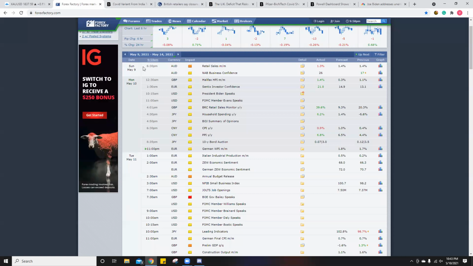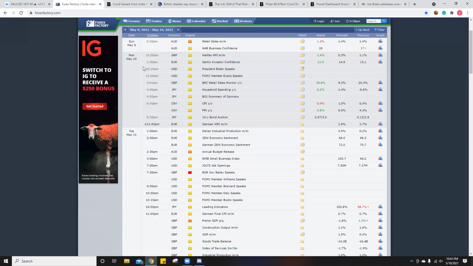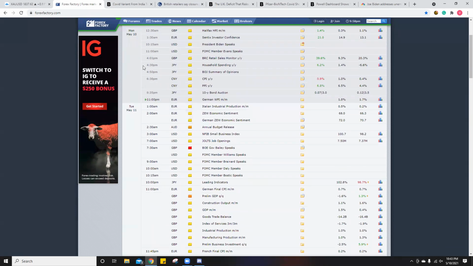So let's just look at the calendar real quick. Let's see what we have so far. Going into London session, we don't really have much from the GBP side. Euro, you have economic sentiment, so you definitely want to watch out for the overall Eurozone economic sentiment and the German economic sentiment. Germany is the leading economy of the Eurozone, so whatever happens there definitely impacts the entire Euro.